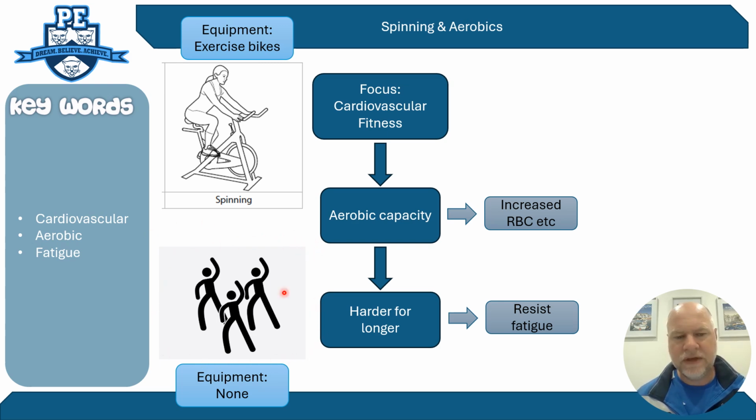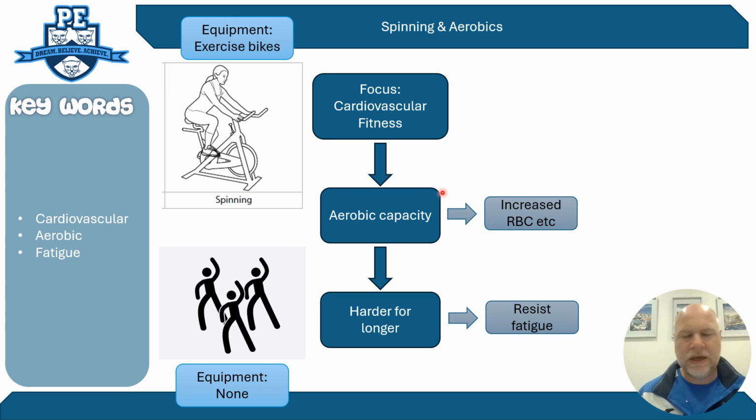Now, they haven't ever asked a question on aerobics. They have on spinning, but the outcome is the same for both of them. So they both are focused on cardiovascular fitness or cardiovascular endurance. If an athlete is improving their aerobic capacity, that's the impact it's going to have on the performer. They're improved aerobic capacity, and therefore they can work harder for longer. They can resist fatigue. They can train harder. They can race quicker for a sustained period of time for longer.